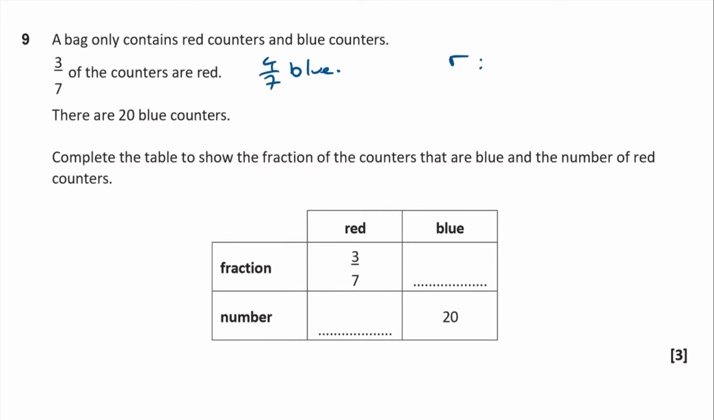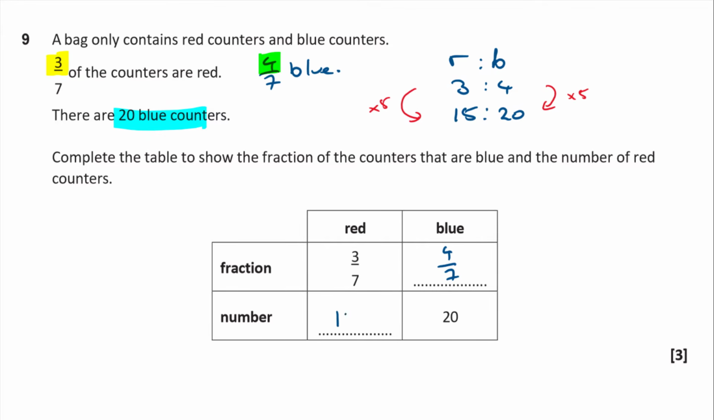So that means the red to blue are going to be in the ratio of 3 to 4 then, aren't they? Okay, so for every 3 red counters, you're going to have 4 blue ones. But we know that there are 20 blue counters, so under blue, I could rewrite that as 20. So if I scale up my original ratio of 3 to 4 by a factor of 5, I'm going to get 20 blue counters, aren't I? So if I do the same on this side, times that one by 5, I'm going to get 15 red counters for every 20 blue ones. Okay, so to complete this then, the fraction is going to be 4 over 7, and the number of red counters then is going to be 15.